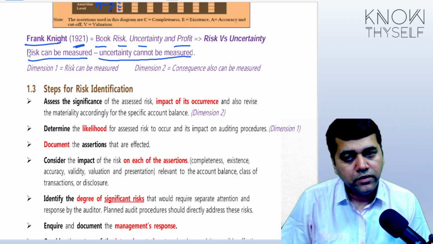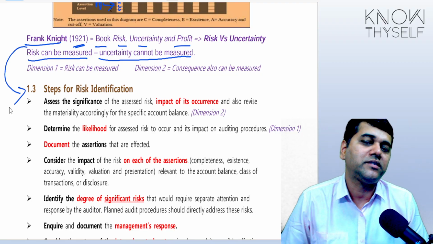So tomorrow we will see how we can apply these concepts in risk identification.